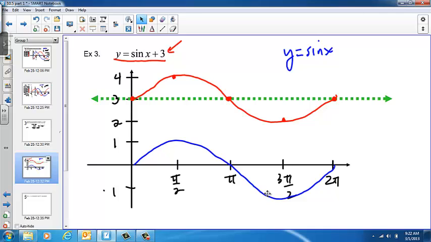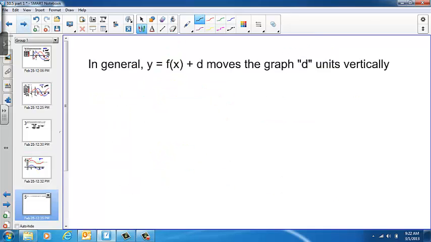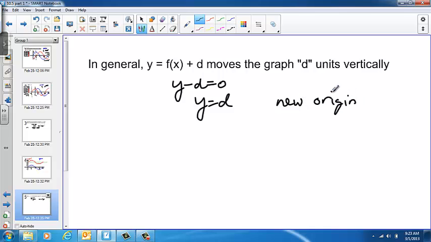Okay? So again, let's generalize. In general, y equals f of x plus d moves the graph d units vertically. So y minus d equals 0. Again, solve for y, you get y equals d. This becomes, again, your new origin.